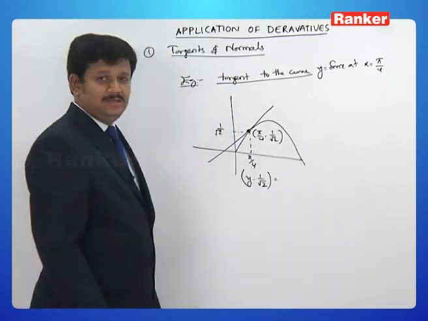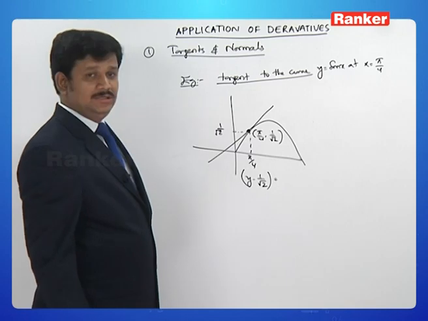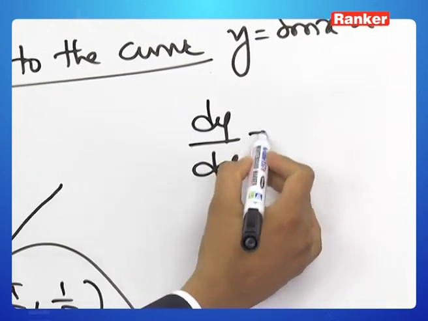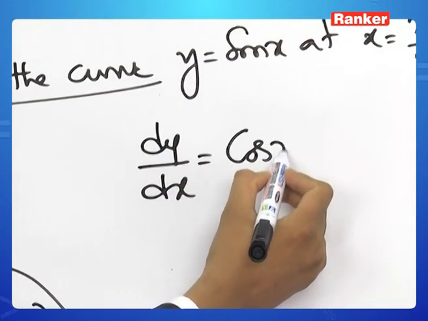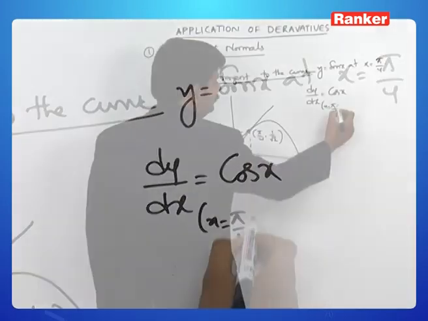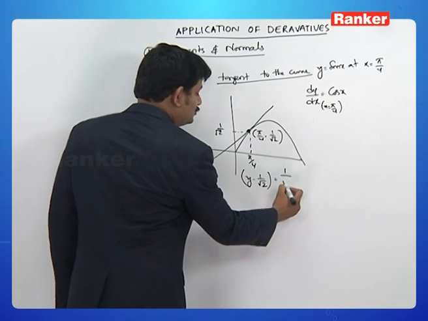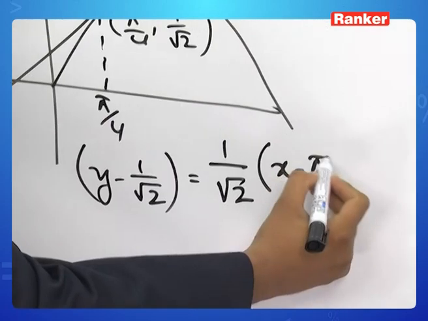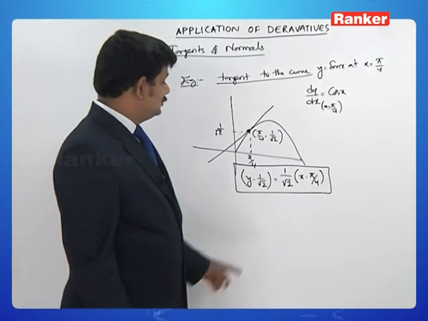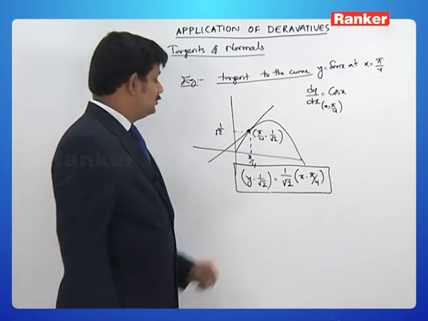is equal to m. M is slope of the tangent line, and slope of the tangent line we use differentiation to get it. Slope of the tangent line is given by dy by dx, f dash of x. Dy by dx for this curve is cos x, and at which point? At x equal to pi by 4. At x equal to pi by 4, cos x is also 1 by root 2. So, slope of the tangent is 1 by root 2 into x minus pi by 4. So, equation of the tangent is given by y minus 1 by root 2 is equal to 1 by root 2 into x minus pi by 4. So, this is how we find equation of tangent to any curve.